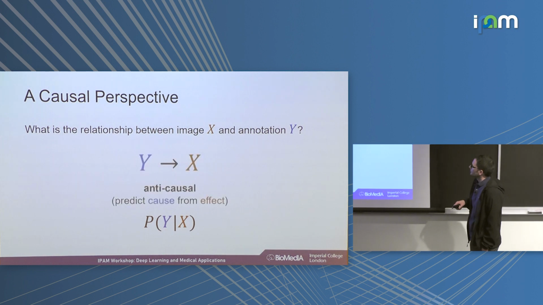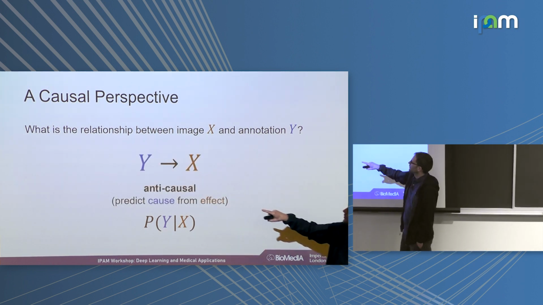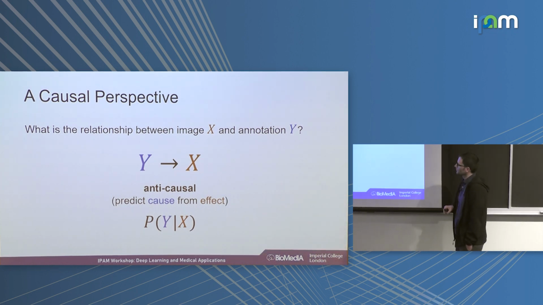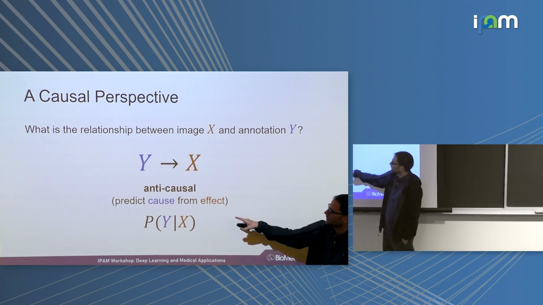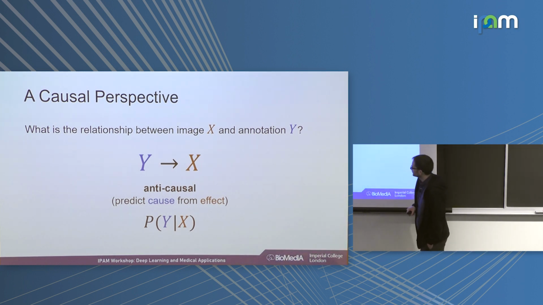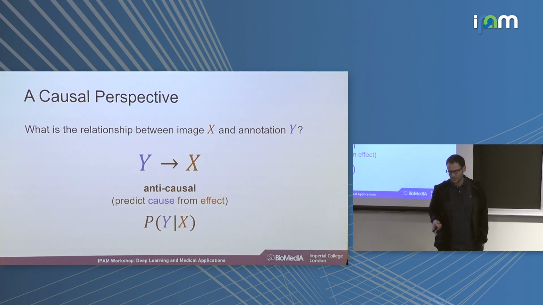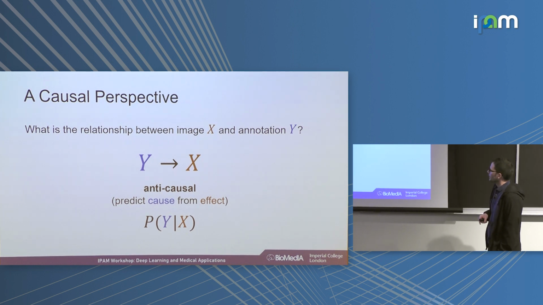Now, this might be the opposite. It might actually be that the annotation causes the image. So the label causes the image. This is called an anti-causal relationship between the two. And what we're actually trying to do in this case is predict the cause from the effect, because this guy doesn't change, right? We're always interested in, given the image, what is the probability of a certain label, a predictive task.